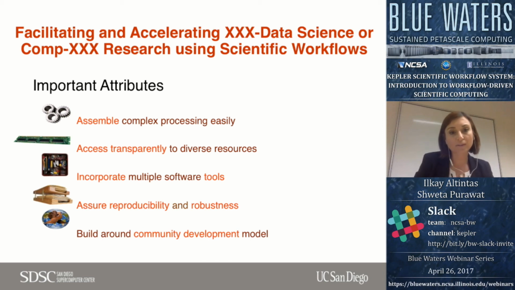So important attributes of these are: how can we assemble complex processing easily, and how can we cut the loop to access diverse resources based on what that assembly looks like and how it reacts to data, and how that assembly incorporates multiple software tools and adjusts the availability of the data and resources based on what these tools need. And at the same time, we need to address reproducibility and robustness, and science is very collaborative, so it really needs to respond to that collaborative aspect of science and build around the community development model.